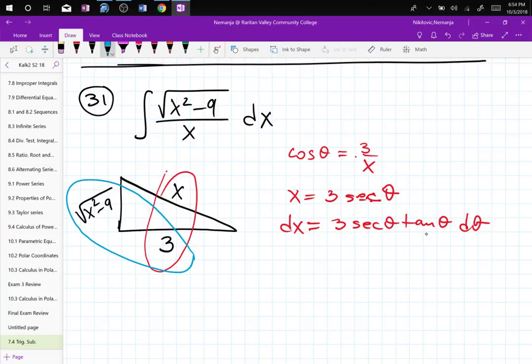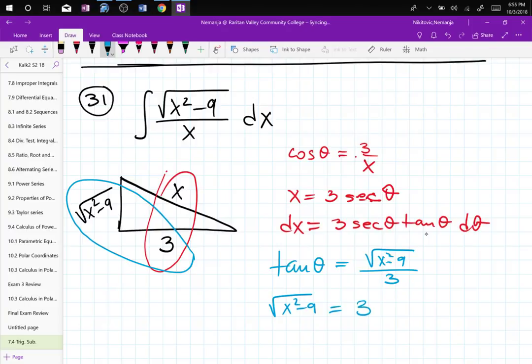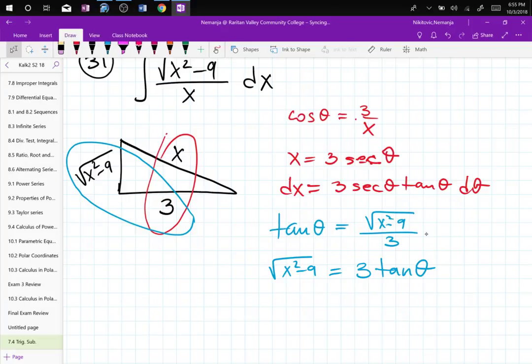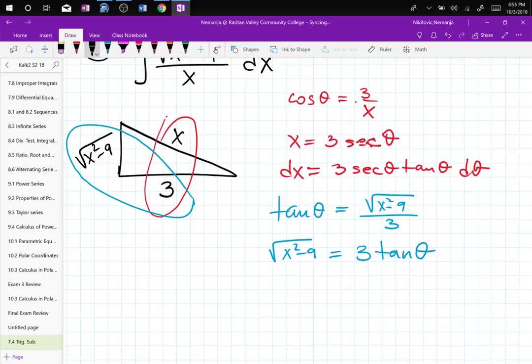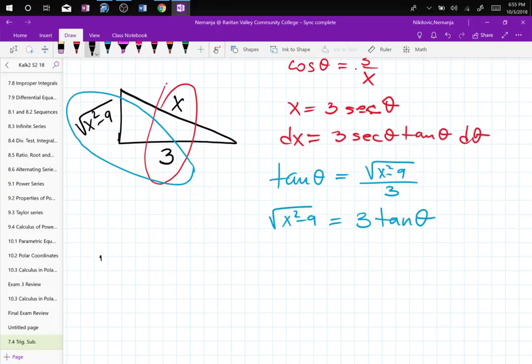The blue pair is going to be tangent theta, which is the square root of x squared minus 9 divided by 3. So the square root, you always solve for x and square root because that's what you're substituting, is 3 tangent theta. I have all of the equations that I need, so now we just sub.